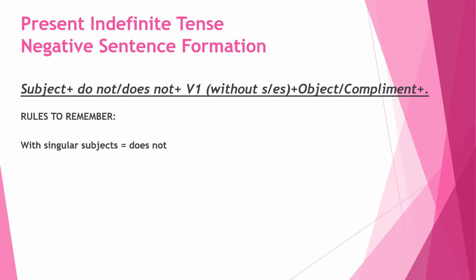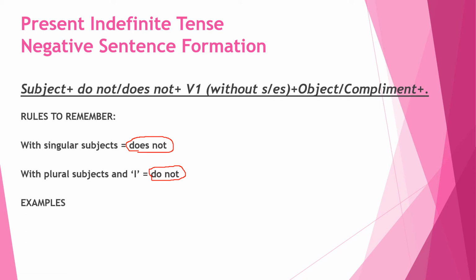The first rule says that with singular subjects, you add does not. So if your subject is singular, you should add does not in your negative sentence of the present indefinite tense. But in case of plural subjects and in case you are having I as a subject in your sentence, you add do not. So remember these two rules. With singular subjects, does not, and with plural subjects, add do not in your negative sentence.